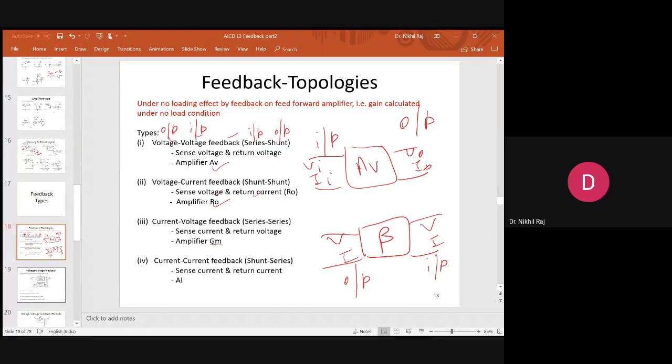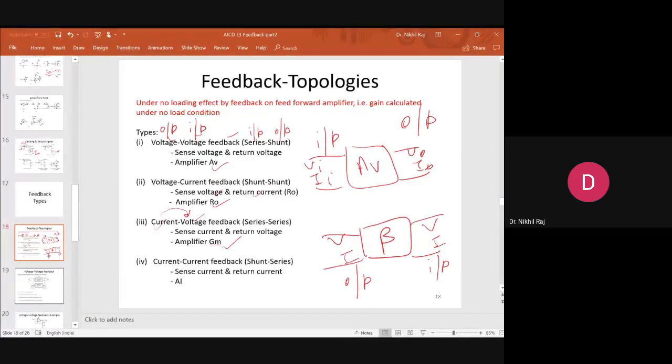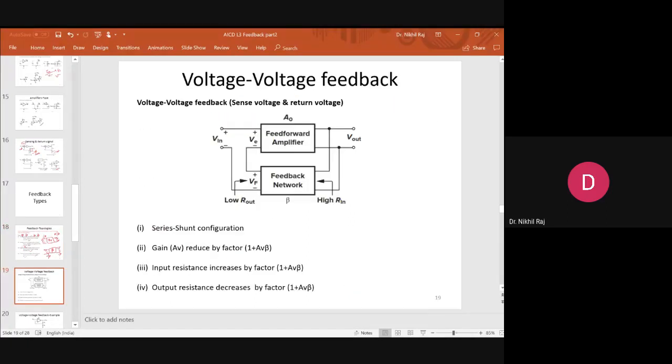In the third case it is current voltage feedback, which is also known as series. It will sense the current and return the output as a voltage. Since it is the ratio of I by V, we call it a transconductance, GM. And then the fourth case is current feedback, also known as shunt series. It is sensing the current and returning current, and the gain is called the current gain, AI. Now we'll do a brief of all these, starting with voltage feedback.